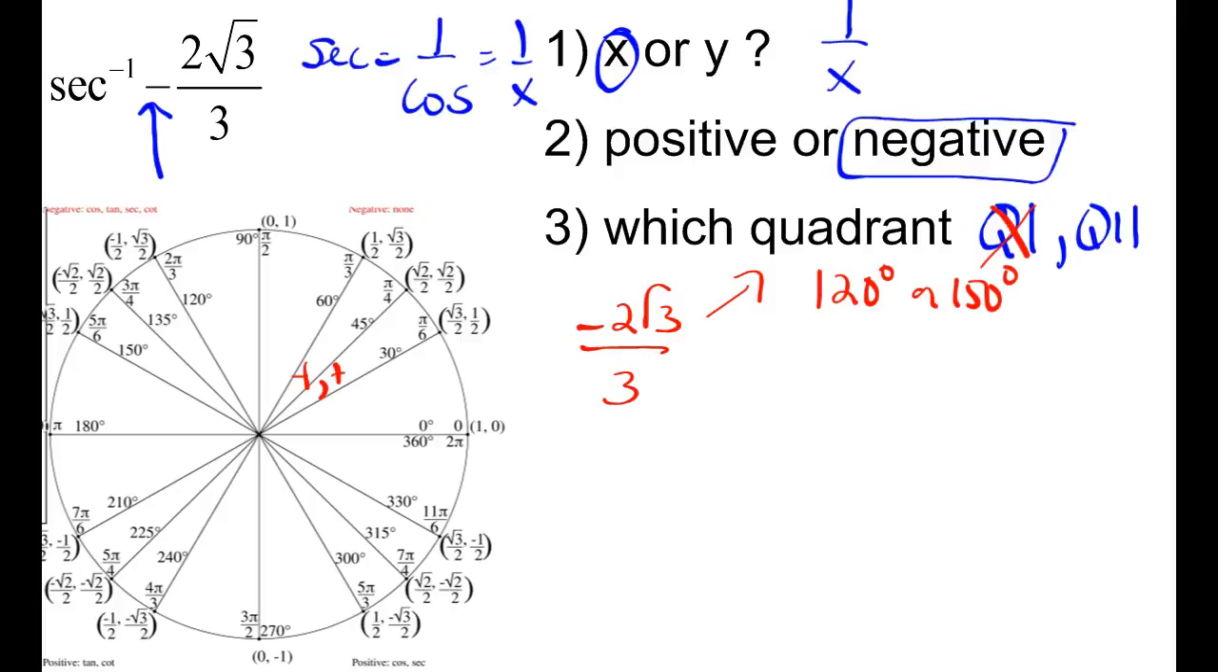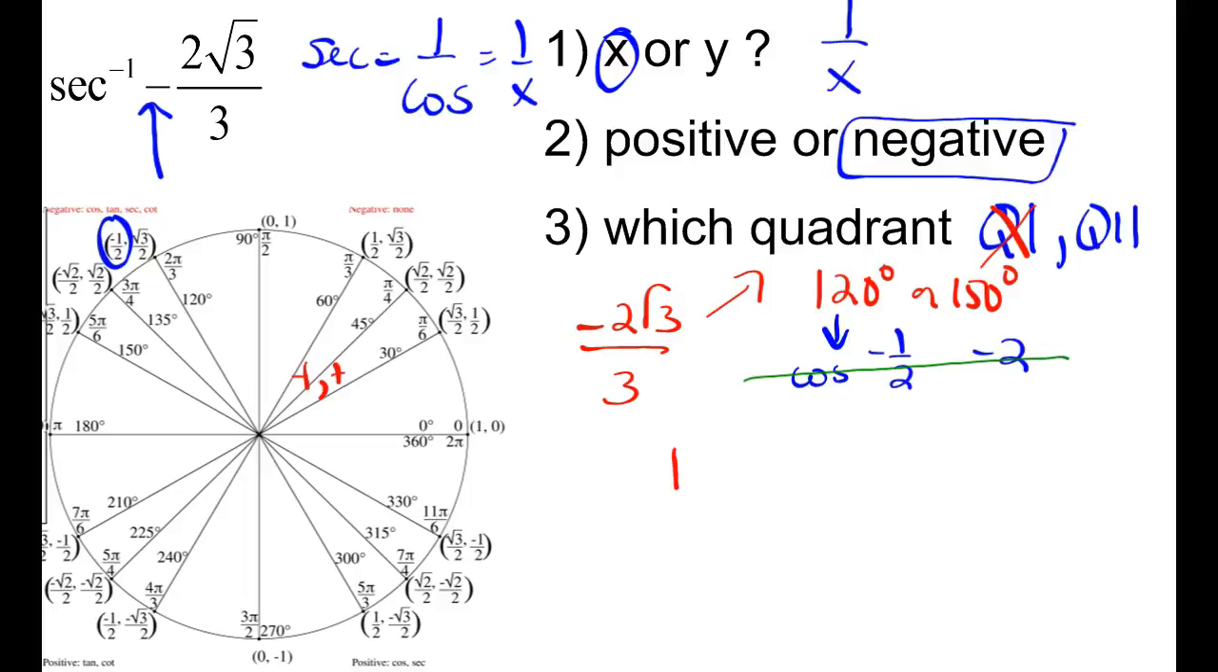Okay? So let's try 120. What is the cosine at 120 degrees? If I go to 120, my cosine is negative 1/2. If I flip it, it's negative 2. So, nope, it's not 120 degrees.